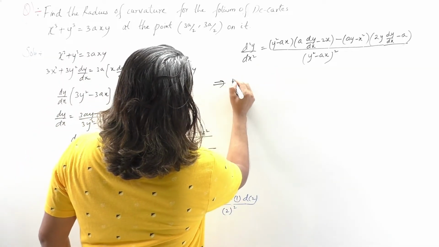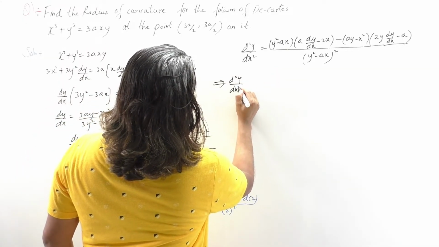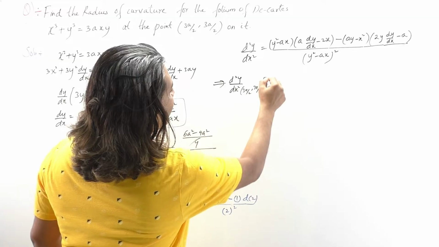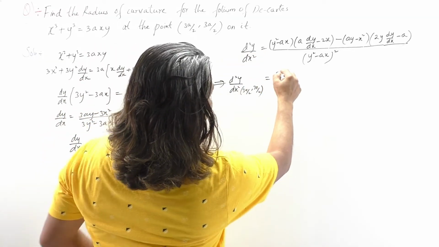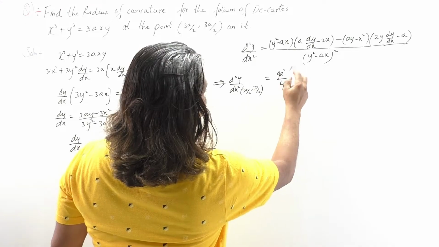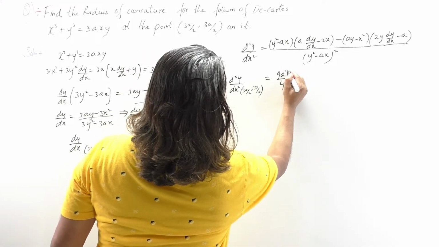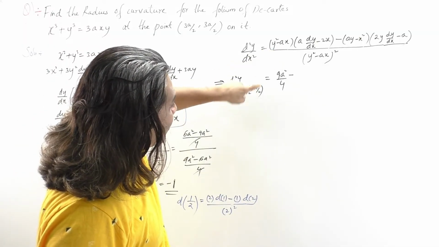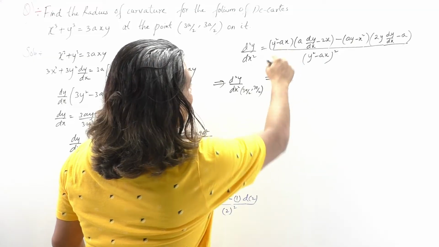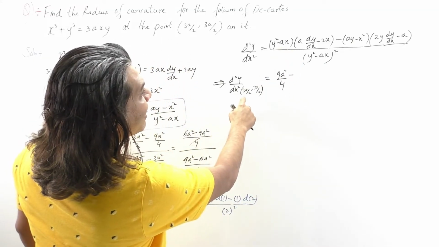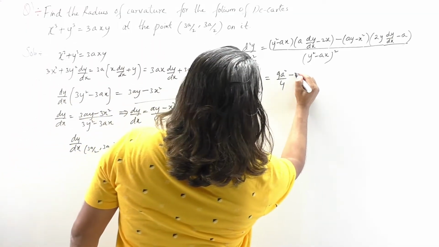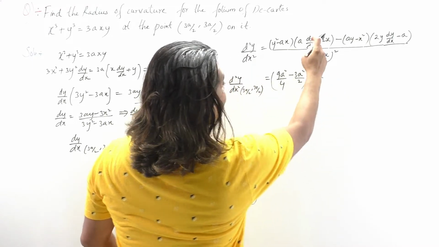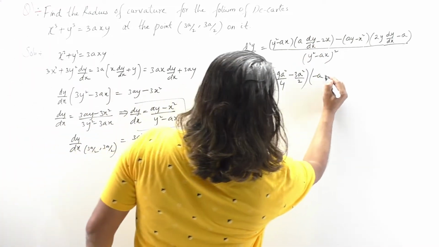So that implies d square y by dx square at the point 3a by 2 comma 3a by 2 will be: y square, 3a by 2 whole square, is 9a square by 4. So we have 9a square by 4 minus a into 3a by 2, that becomes 3a square by 2. Bracket close. Again minus a. Why minus a? Because dy by dx is minus 1. Minus again 2 into 3a by 2.